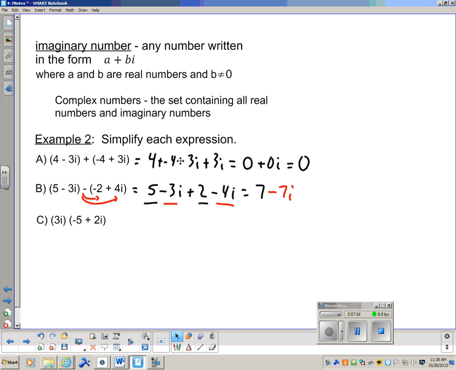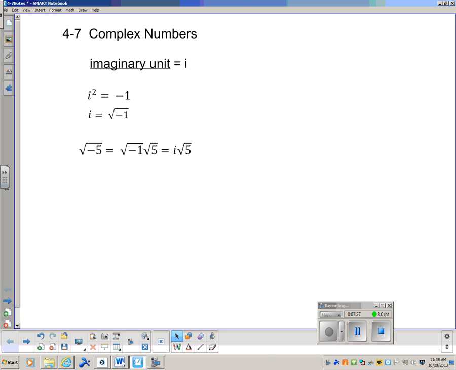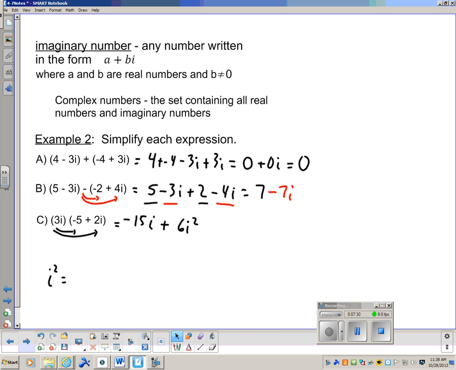And then letter C here, this is 3i times, in parentheses, negative 5 plus 2i. So I have to distribute that 3i through the parentheses here. I get a negative 15i plus 6i squared. But every single time I see an i squared, I'm going to flip this back on our notes here. If you remember from our very beginning, i squared has a value of negative 1. So i squared equals negative 1.